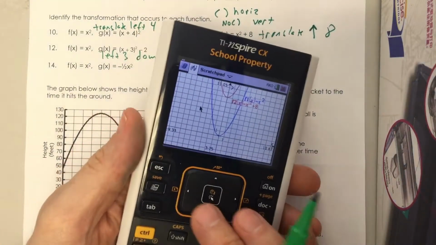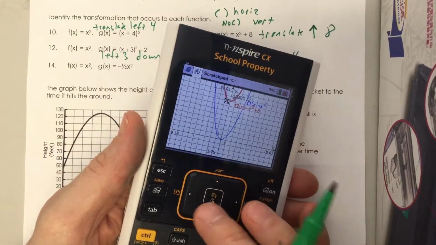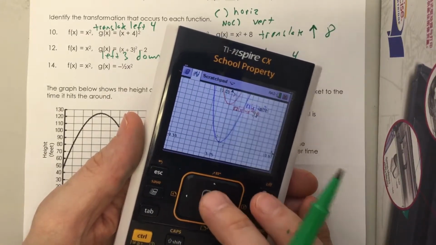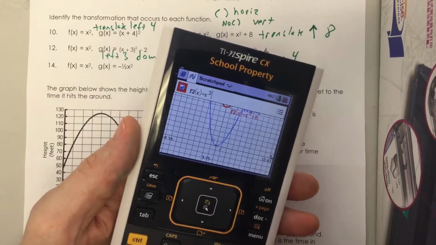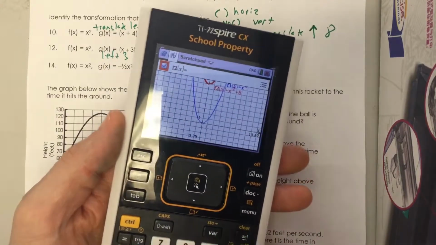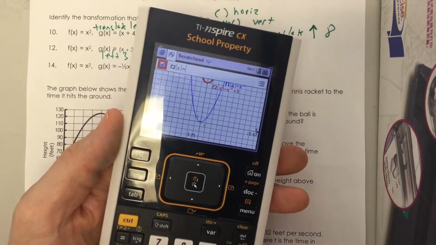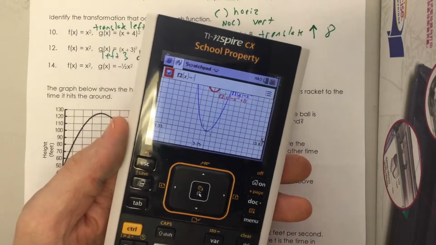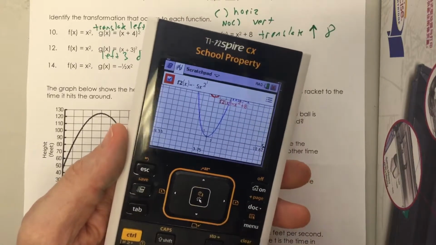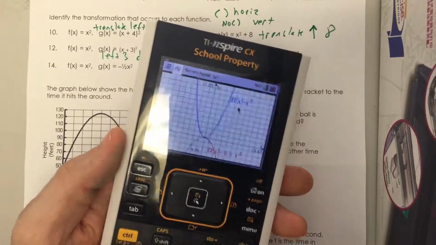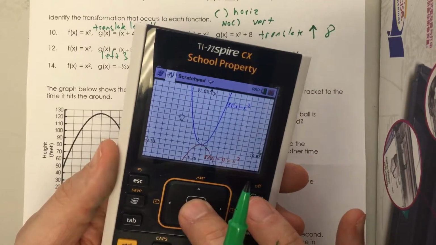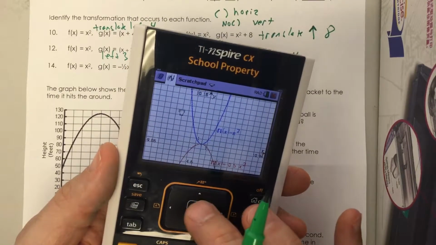Again, I already have my parent function. I'm not changing that. But I am going to change my second graph to y equals negative 1/2 x squared. I happen to know that that's the same thing as y equals negative 0.5 x squared, and since that's faster to type in, I will do that. What happened? Let's drag down so we can kind of see both of them.